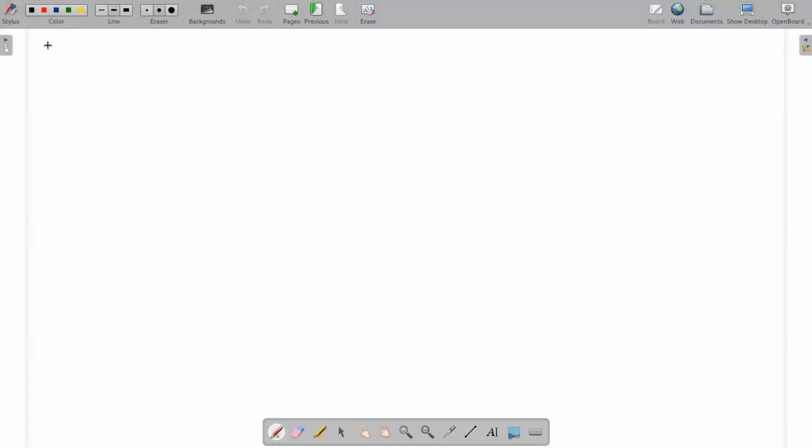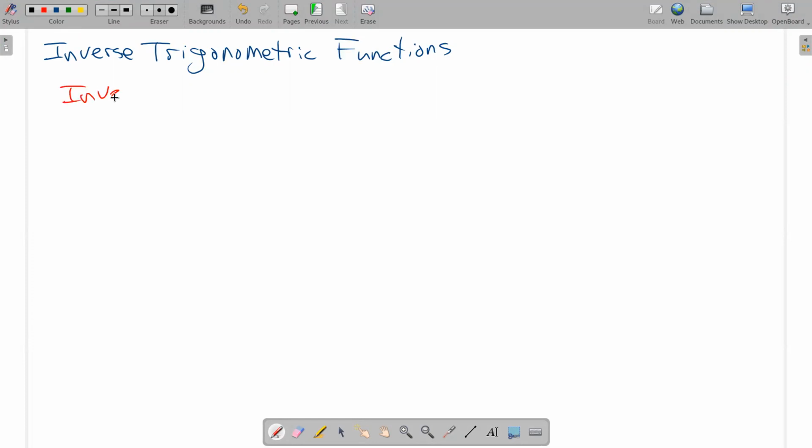So we're moving on to inverse trigonometric functions. And so I just want to remind you a bit about inverse functions in general. So let's just pick a simple example, y equals 2x plus 1.